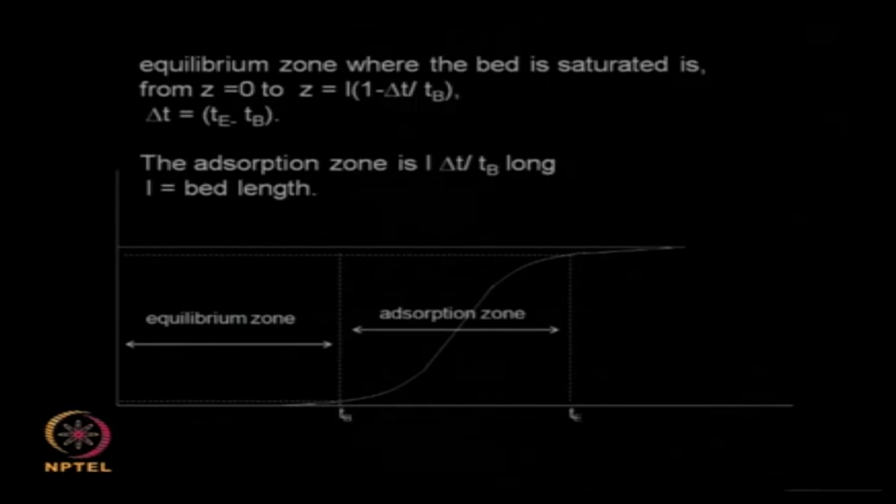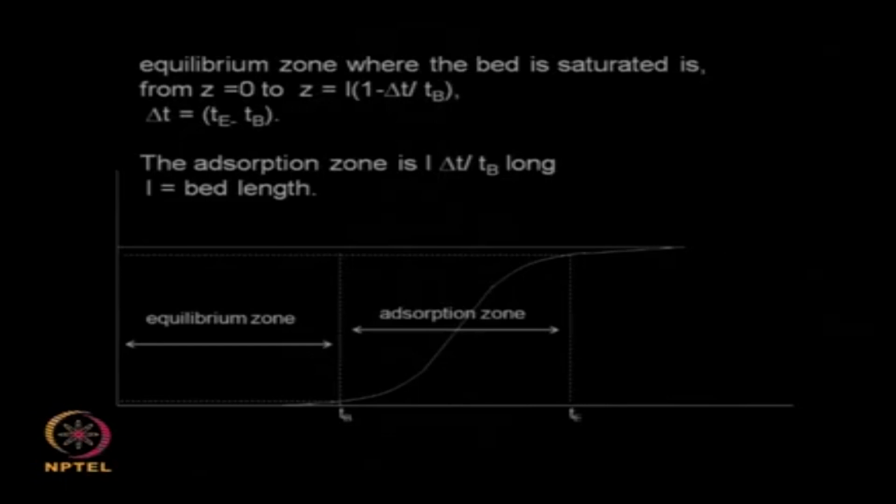Whereas if you have a very large adsorption zone and a very short equilibrium zone, then that particular adsorbent is not very efficient. Okay. So if the adsorption zone is very large, that means your picture will look like this, slowly rising and going, whereas you want to quickly have it risen here, and you want to have a very long equilibrium zone.